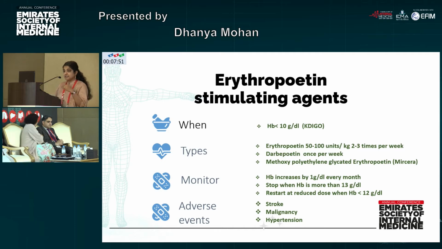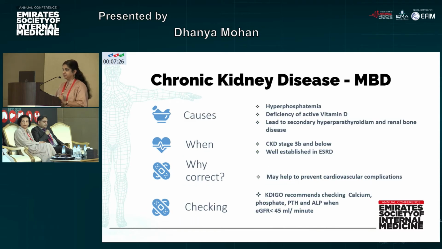Why is it important not to increase hemoglobin above 13? Because studies have shown that it is associated with increased risk of stroke and of vascular access thrombosis. We must also not use erythropoietin in patients with an active malignancy because it is an angiogenic factor. And theoretically, there's a risk of increased hypertension in patients who use erythropoietin.